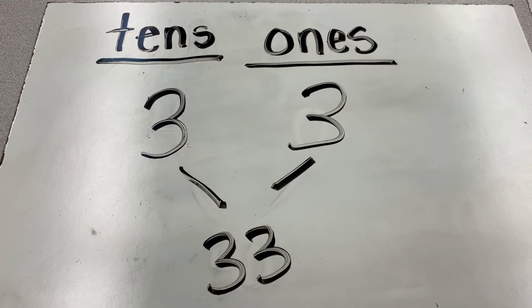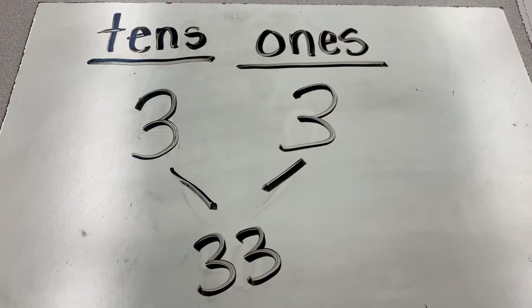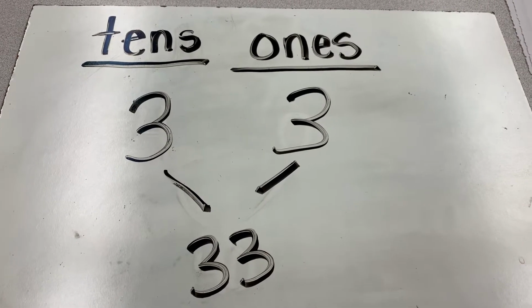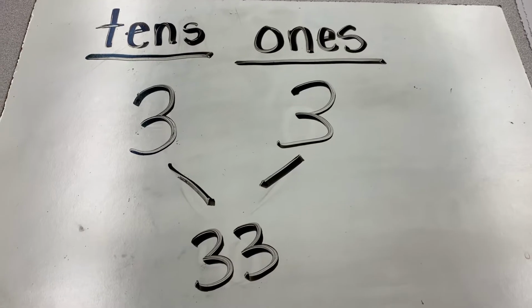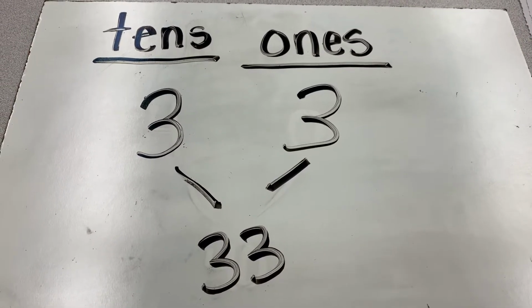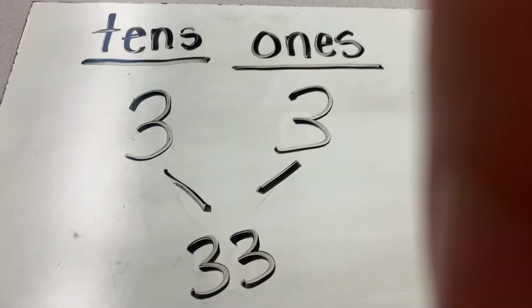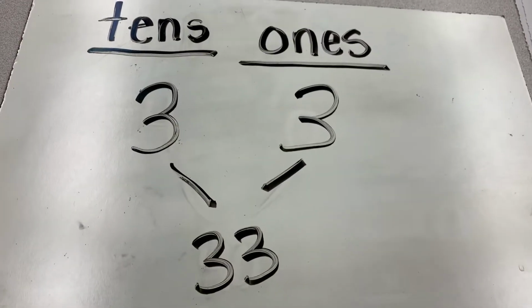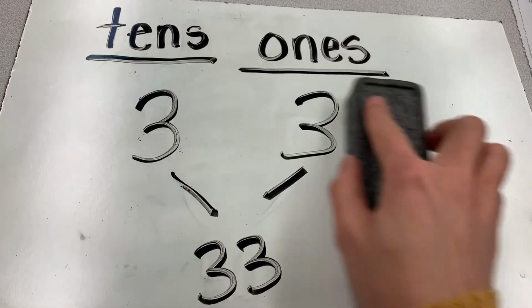We like to call those doubles numbers too, don't we? 33, 44, 55, 66, and so on. We count that way on the hundreds chart sometimes, don't we? It makes that diagonal line on the hundreds chart. Yep. All right, let's erase it.